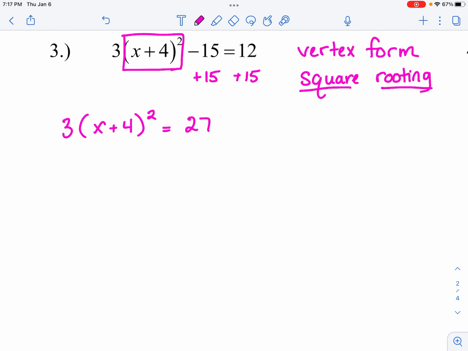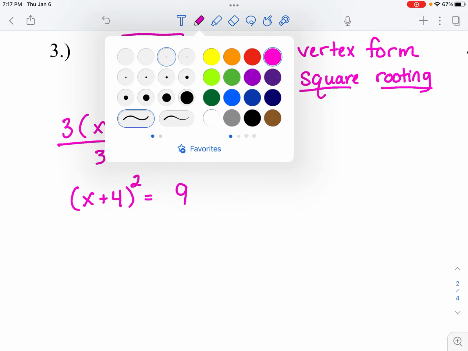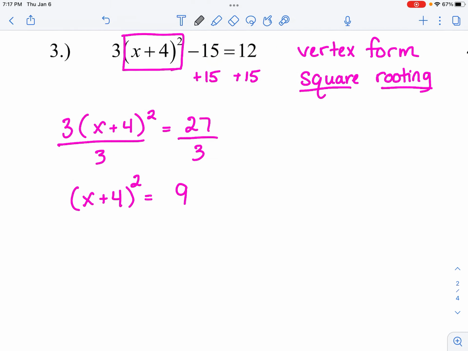Let's see, that gives me 27. Now I'm going to divide out the 3 from both sides, and I'm going to have x plus 4 is equal to 9. Oh, sorry, x plus 4 squared is equal to 9. My apologies. Now I need to go through and I need to solve this.